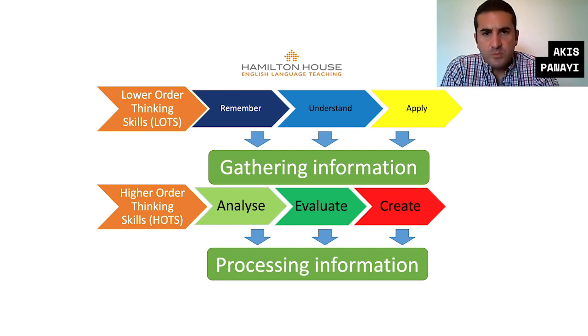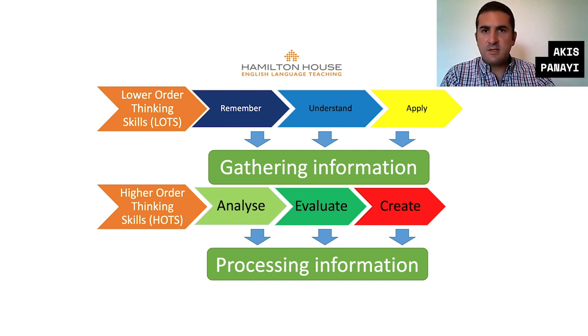As I'm sure you all realized, lower order thinking skills, or LOTS, are the 3 first skills that we have in the pyramid. Remember, understand, and apply. Basically, gathering information. These are skills that help us gather information. And then higher order thinking skills are the 3 last skills: analyze, evaluate, and create. Processing information.